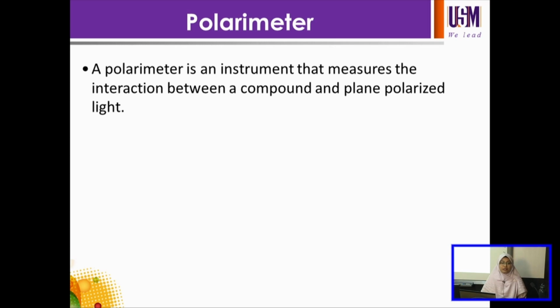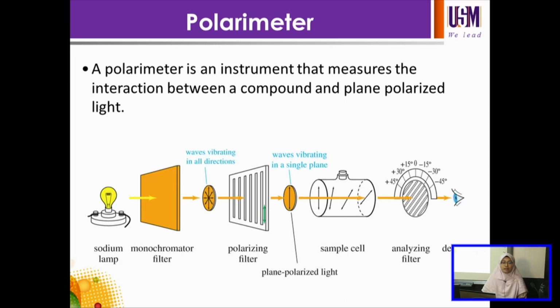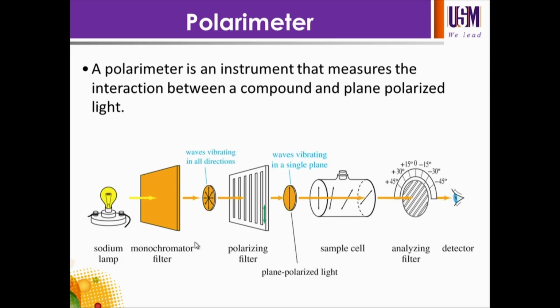A polarimeter is an instrument that measures the interaction between a compound and plane polarized light. So this is the setup for a polarimeter. We have here a light source, and usually we use a sodium lamp as the light source. And then we have the monochromator filter. After that, this is where we will observe the direction of the light source. So the wave will vibrate in all directions.